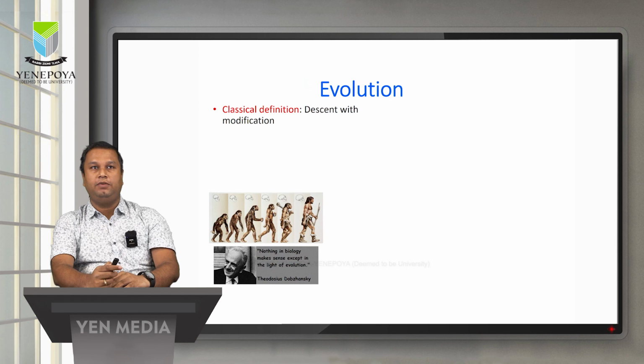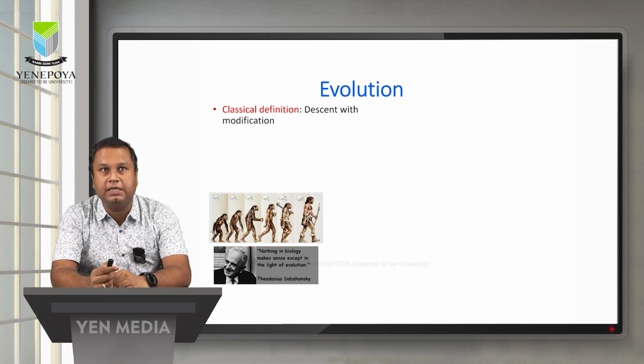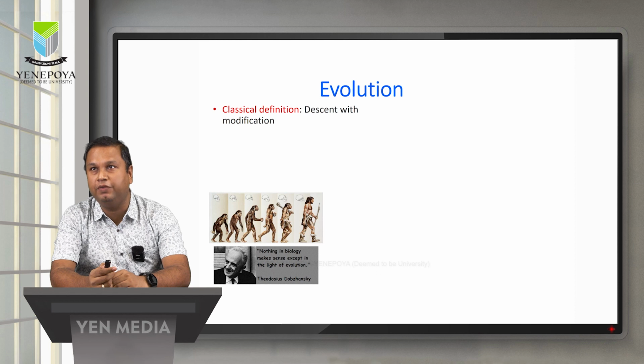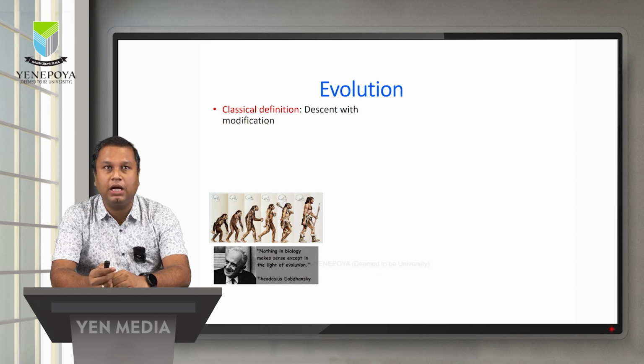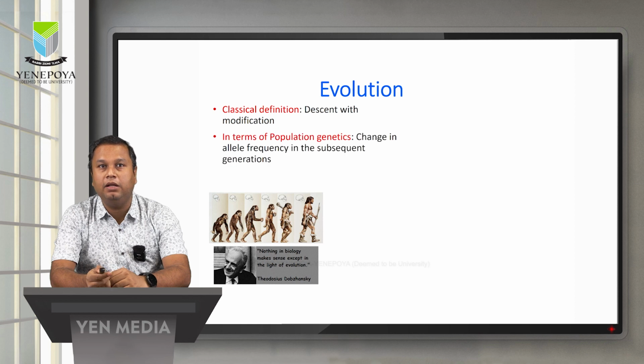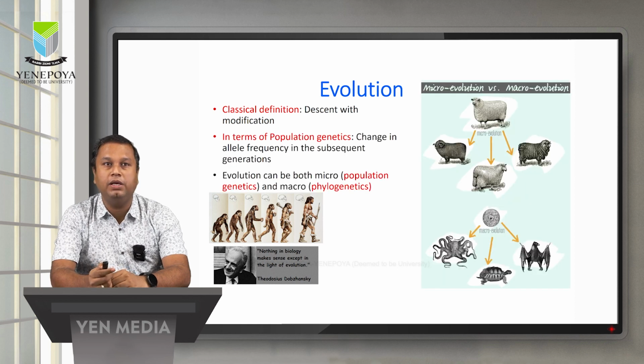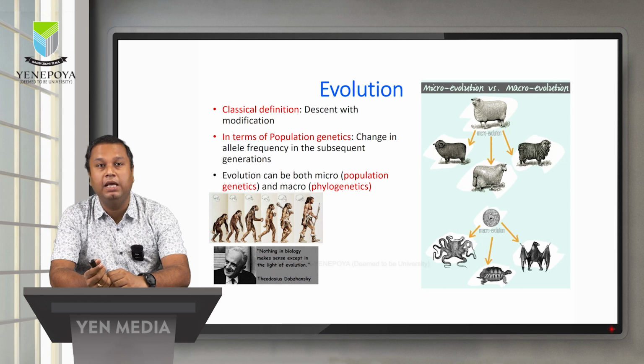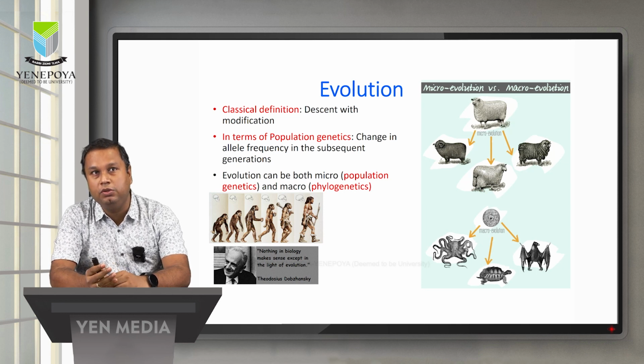So let's define evolution first. What is evolution? In the classic term, evolution means descent with modification, and this is how Charles Darwin defined evolution. And if you have a question about why we are studying evolution, we first must understand that nothing in biology makes sense without the light of evolution, as correctly said by Dr. Dobzhansky a long time back. Now, in the modern context, evolution is defined as the change in allele frequency in the subsequent generation, and this is the definition we will use in the context of population genetics.